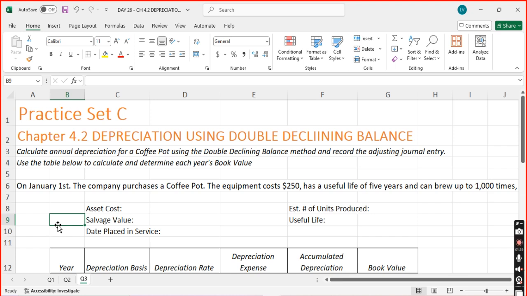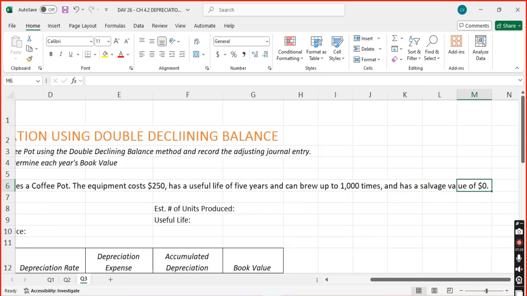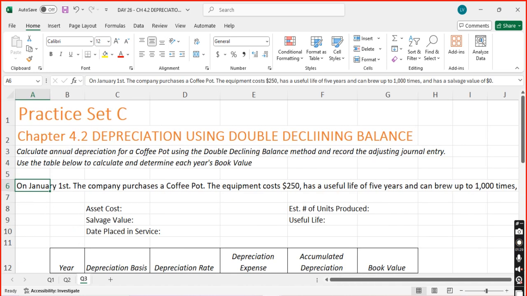So once again, it is January 1st, and the company purchased a coffee pot, right? The equipment costs $250 and has a useful life of 5 years and can brew up to 1,000 times. And it also has a salvage value of $0.